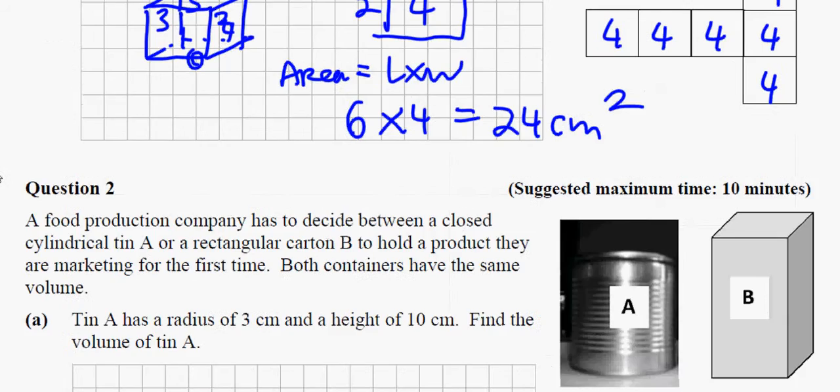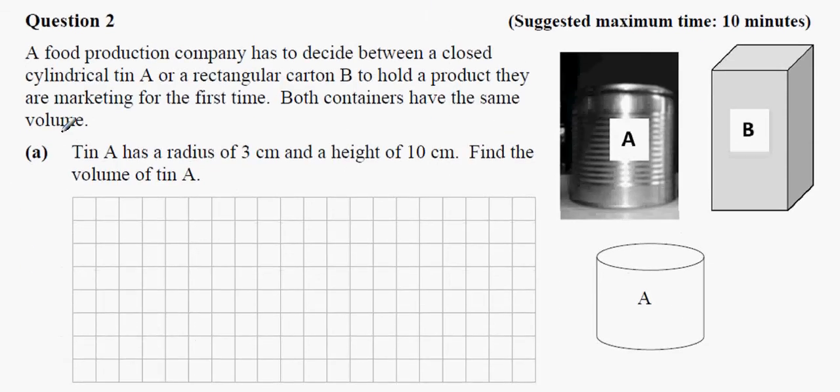Next one. A food production company has to decide between a closed cylindrical tin A and a rectangular carton B to hold the product they are marketing for the first time. Both containers have the same volume. Tin A has a radius of 3 centimeters and a height of 10. So its radius is 3 and its height is 10. Find the volume of the tin.